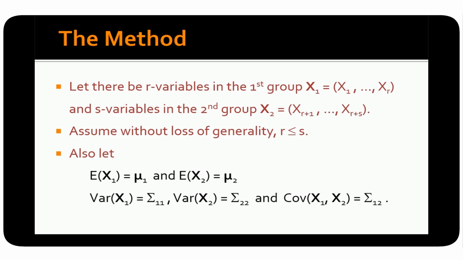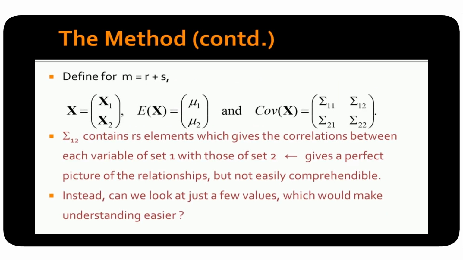Now if you look at the random vectors, assume that the expectation of x1 is equal to mu1 with a covariance matrix equal to sigma 11. Similarly, assume that the expectation of x2 is equal to mu2 with a covariance matrix of sigma 22. Finally, assume that the covariance between the first set and the second set is sigma 12, or sigma 21 prime. It will be symmetric in this sense.